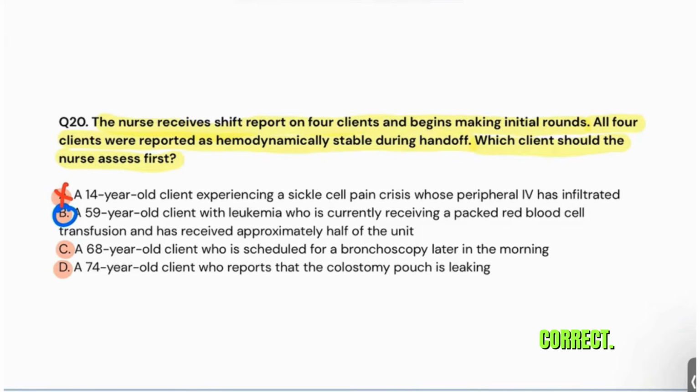Letter A is not correct. The infiltrated IV needs replacement, but it's not the highest priority. Letter C is also not correct. Bronchoscopy preparation can wait. And letter D is definitely not correct. A leaking ostomy pouch is not immediately life-threatening. Let's go to the next question.